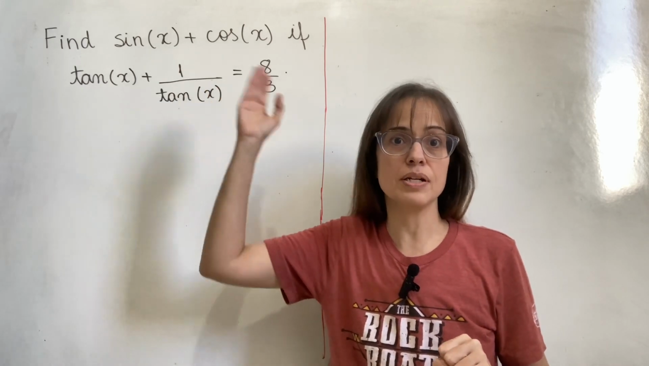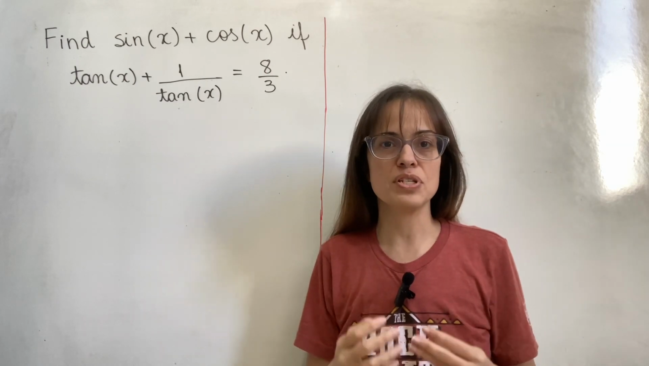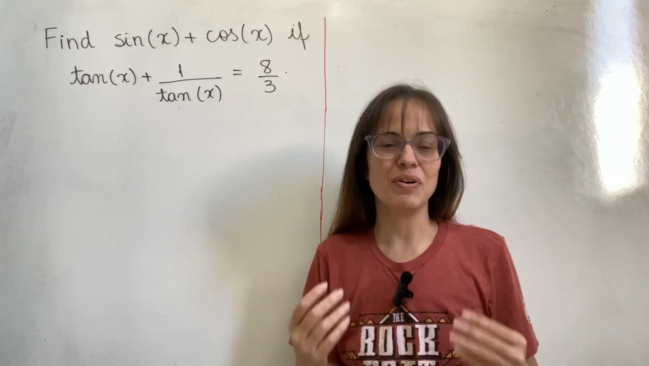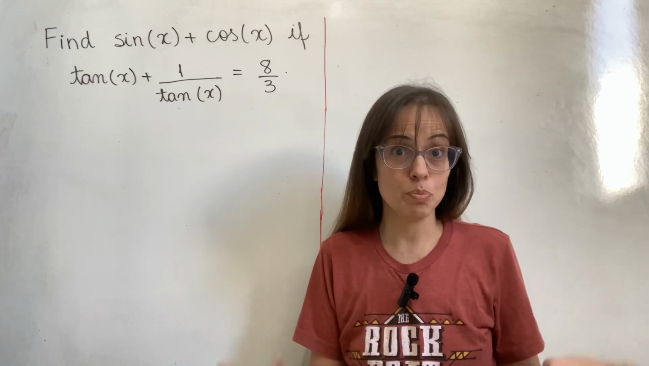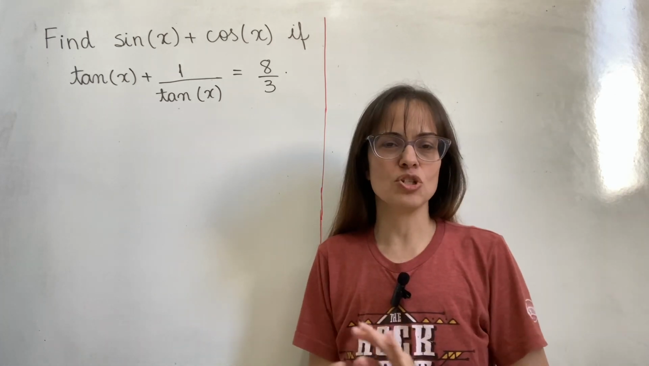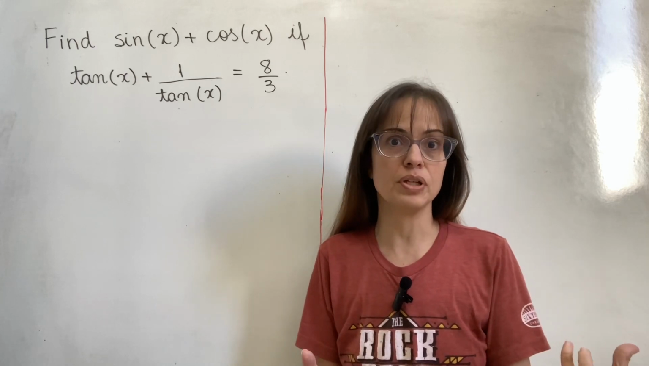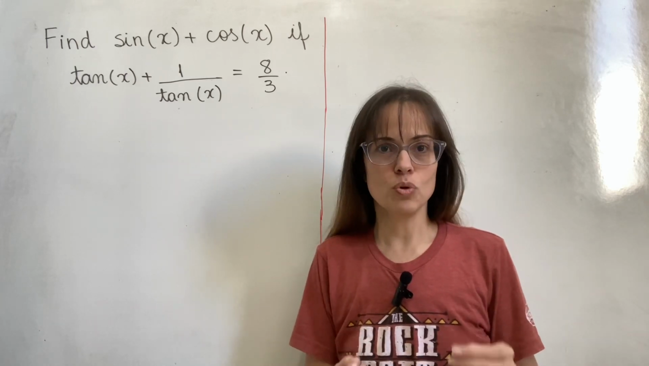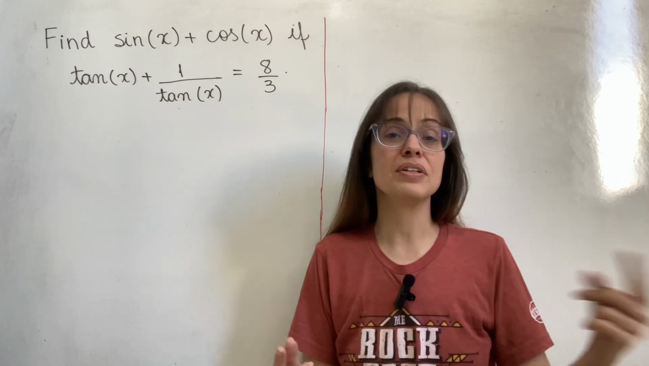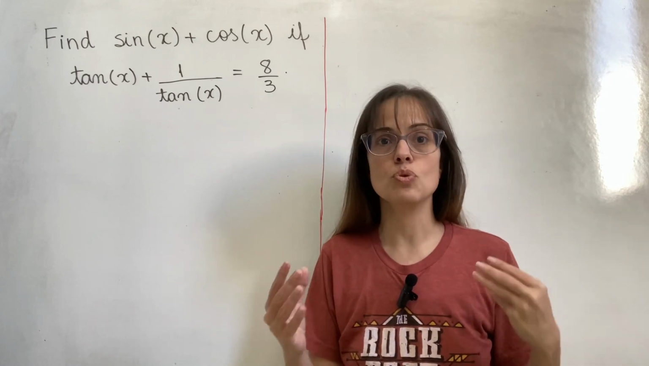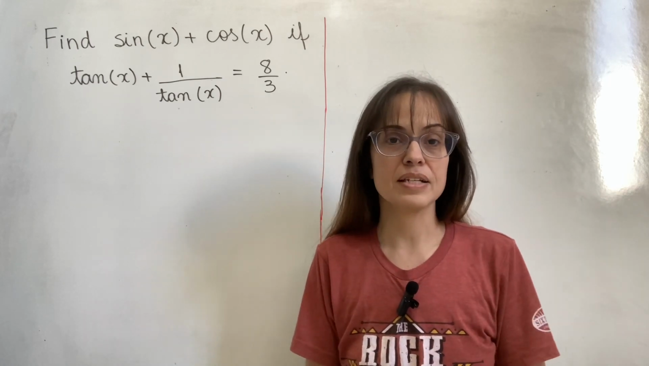It is asking for something that looks a bit arbitrary: sine of x plus cosine of x. Of course, if I knew x, then finding sine of x plus cosine of x would be easy. But generally, that's not what happens in this type of problem that asks for an arbitrary looking expression. Usually, you don't get to find x to then find the thing that you want. You usually have to work around the x a little bit.